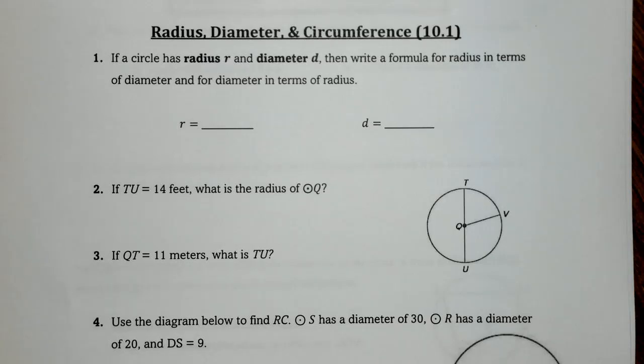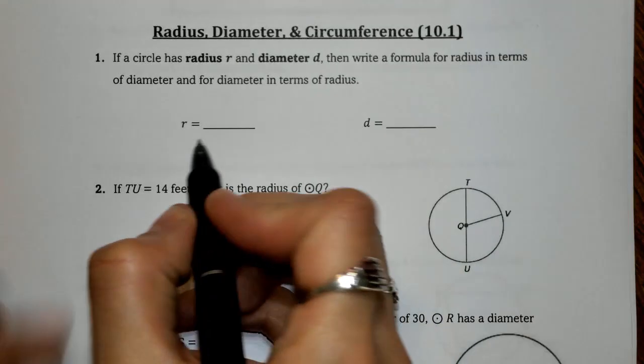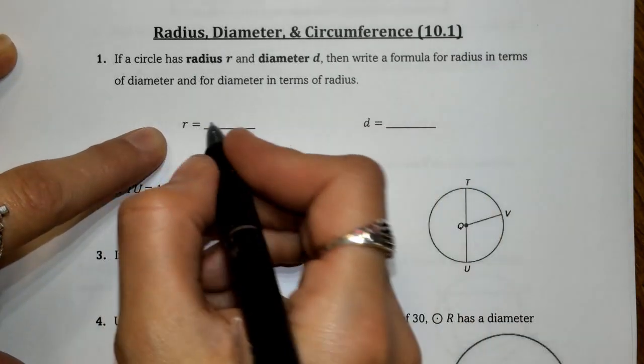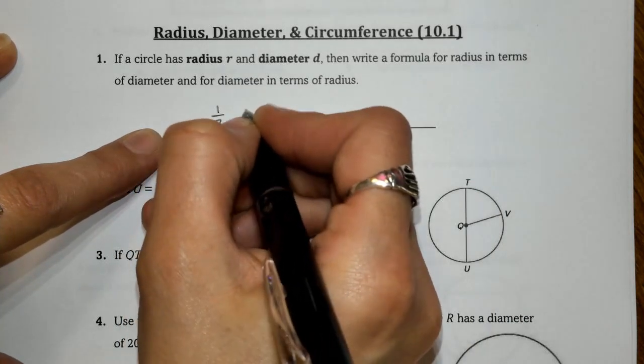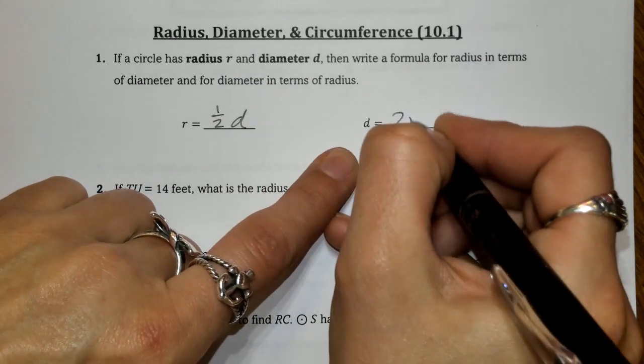Okay, this video is going to cover radius, diameter, and circumference of circles. First of all, we need to remember that a circle has a radius and a diameter. We're going to go ahead and write the formula for the radius in terms of the diameter and vice versa. So when we're given the radius, we need to remember the radius is half of the diameter, and the diameter is 2 times the radius.